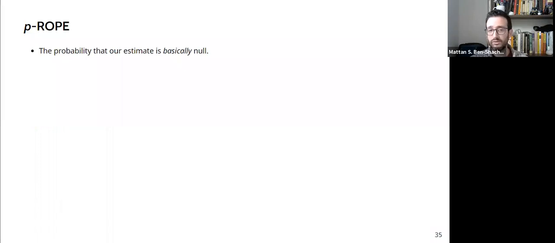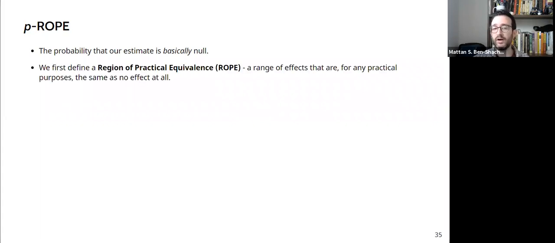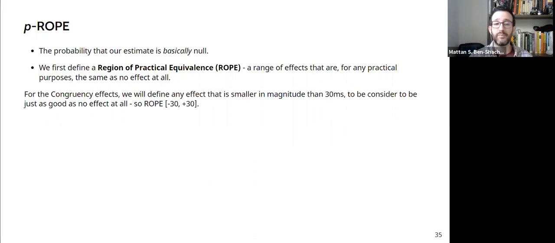Our next measure is called the probability of rope. The probability of rope is the probability that our estimate is basically null. What do I mean by basically null? Well, first, we need to define a region of practical equivalence, a rope. This is a range of effects or of parameter values that for any practical purpose, we consider to be just the same as no effect at all. So for example, for the congruency effects, I will be defining any effect that is smaller in magnitude than 30 milliseconds to be considered just as good as no effect at all. So my rope is between -30 and +30.